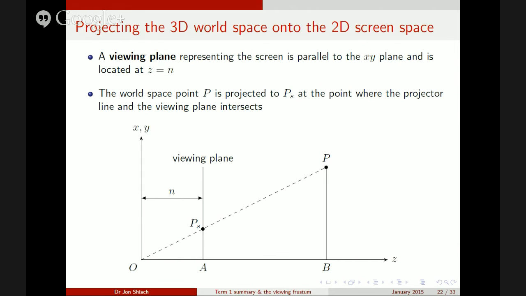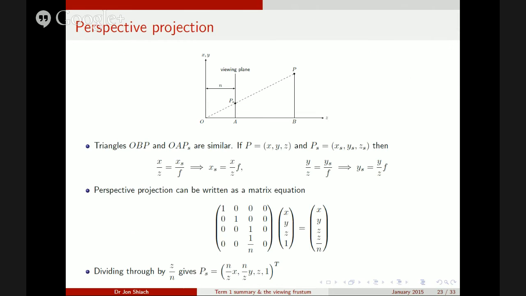That is perspective projection. Now we can use that to create a coordinate transformation. Quite simple. If you look at the triangle OAPS, this little triangle here, it's similar to OBP. Similar means it's just the same triangle, just scaled up or down. So therefore, the ratio of x over z, where x is P minus B and z is B minus O, is going to be the same as the ratio of PS to A and A to O.